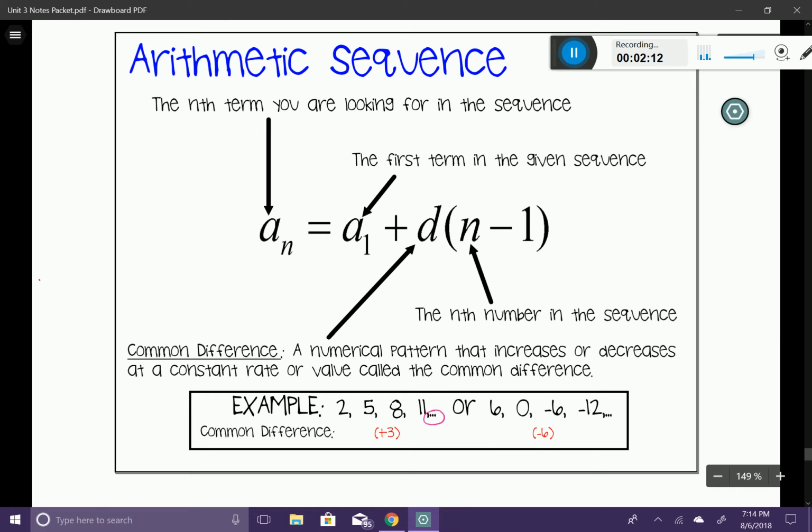Okay, let's go back up to the formula now. Now we're in the parentheses, n minus 1. We already kind of talked about the n in the very beginning. It is the nth term in the sequence. So if you're looking for that 100th term, that n is going to be 100, and then minus 1. Okay, now that we kind of have an idea of the formula, let's go ahead and apply it.